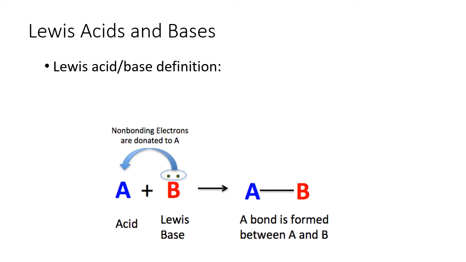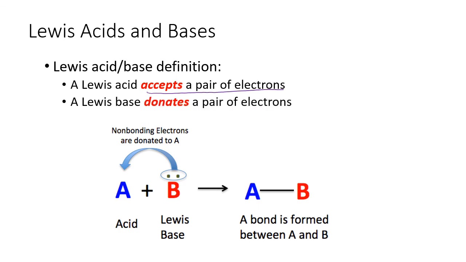So Lewis acids and bases, a Lewis acid is something that can accept a pair of electrons. So a Bronsted acid was a proton donor. A Lewis acid is an electron pair acceptor. A Lewis base is an electron pair donor. So we flipped from the Bronsted one, accept and donate, but now we're talking about electrons and not protons. So this opens up things to be called acids and bases that we wouldn't have normally referred to them as if we were looking for a proton only.